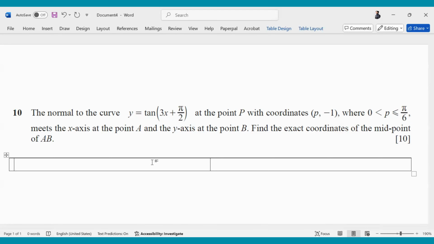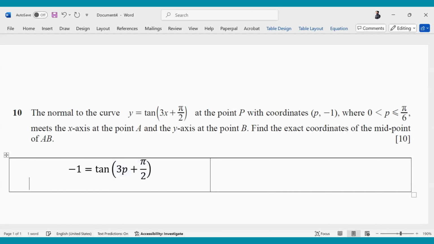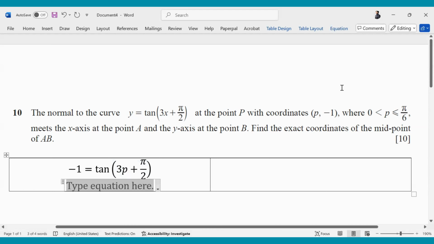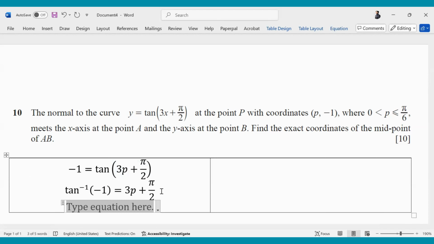How will we make the equation of the normal? First, if you want to figure out the point, in place of y plug in -1, so -1 equals tan of (3p plus pi by 2). I know that p is between 0 and pi by 6, so I'm not worried too much about that. If I take tan inverse of -1, what answer does it give? Always in radians.